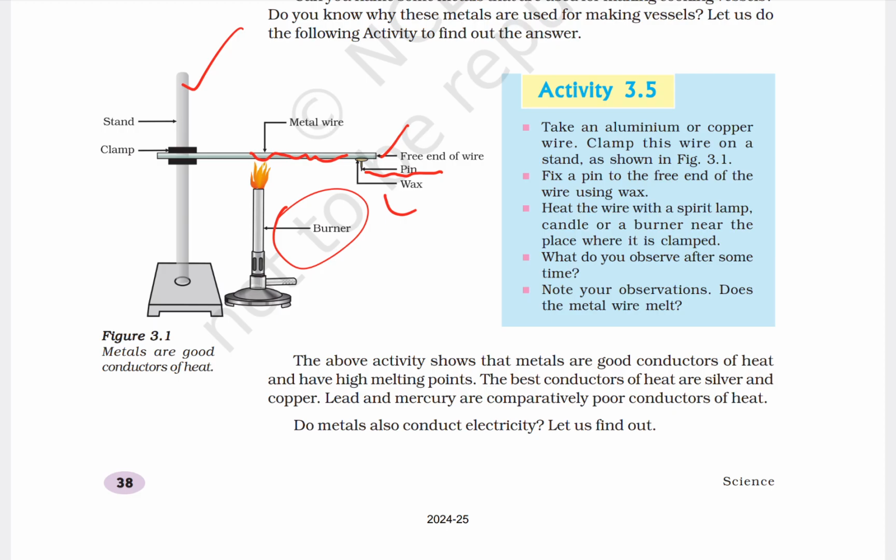So the observation is that metals are good conductors of heat and they have high melting points. With this activity we are proving that metals are good conductors of heat and have high melting points. This is another property that you have to note down. They are very good conductors of heat, and their melting points are also very high. The best conductors of heat are silver and copper. Lead and mercury are comparatively poor conductors of heat. With this activity we are observing these qualities.